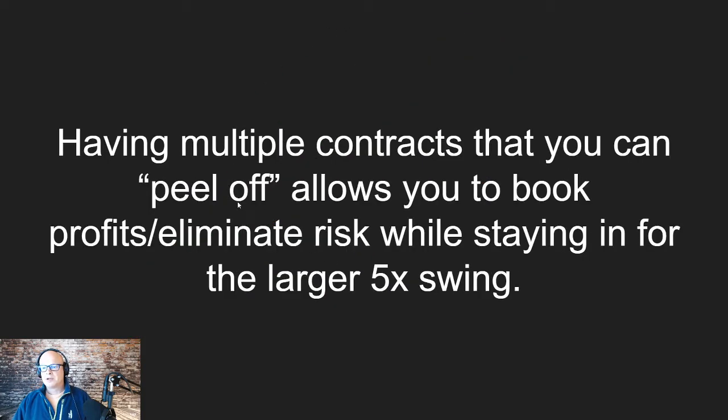All right, let's see. So having multiple contracts that you can peel off allows you to book profits, eliminate risk while staying in the larger 5x swing. This is a more advanced skill because if you pile on the contracts, you're going to have that level of risk. So keep things really super small to begin with until you really build your system. Keep it really super small, like ridiculously small.